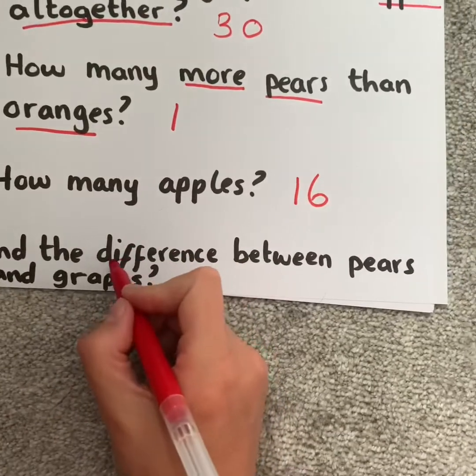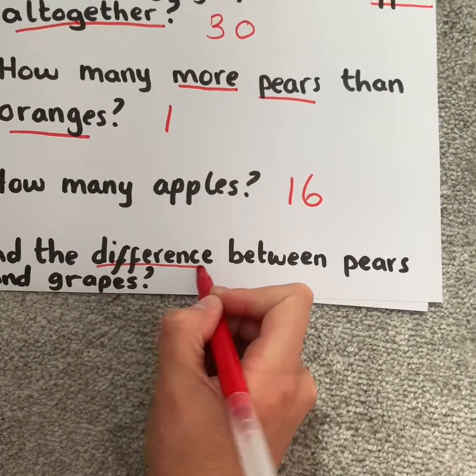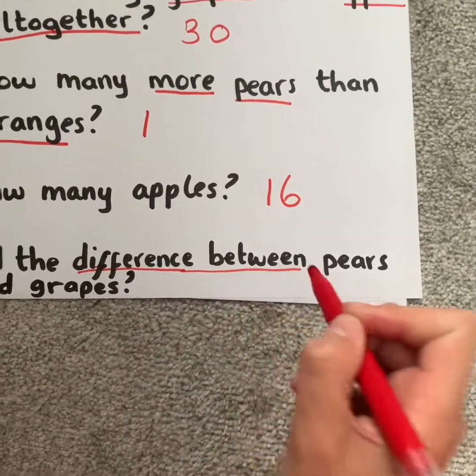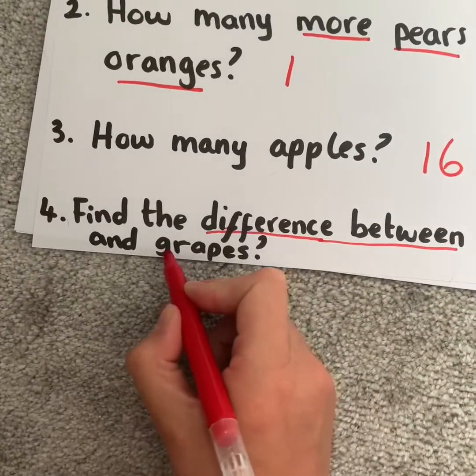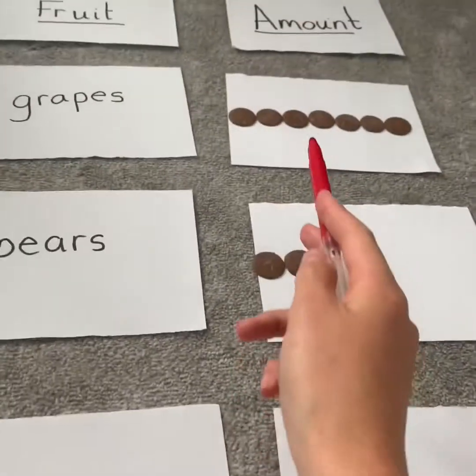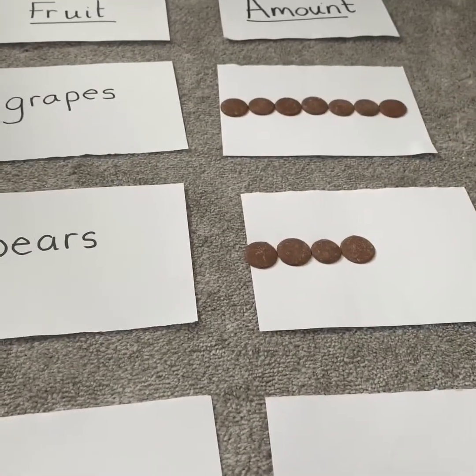So underline difference because that's our key word. Difference between pears and grapes. So we're going to look at pears and we're going to look at grapes and we're going to see what the difference is.